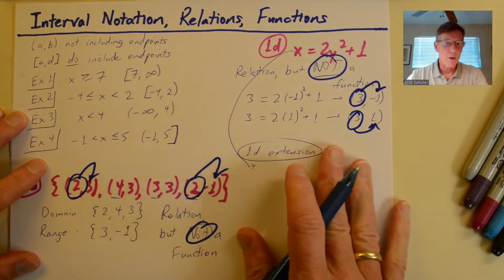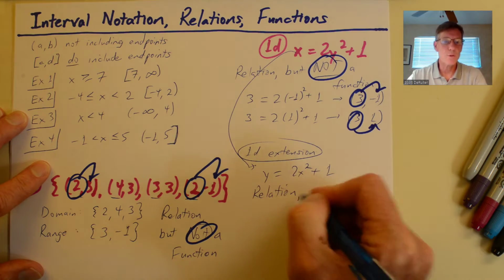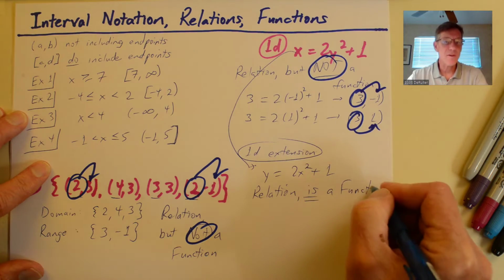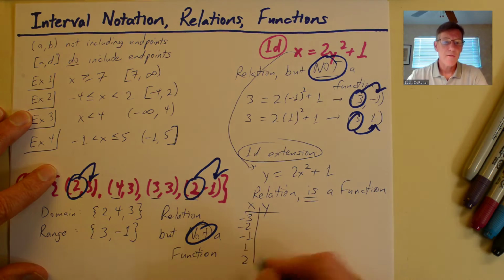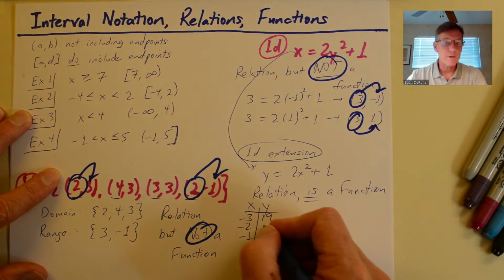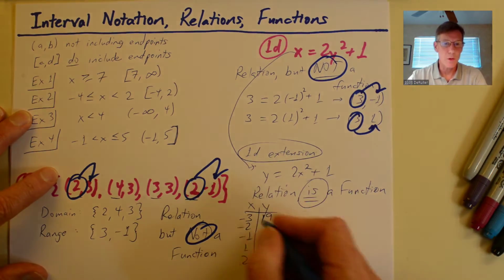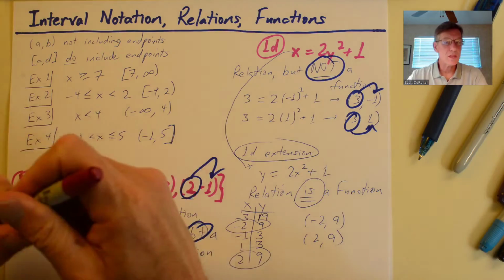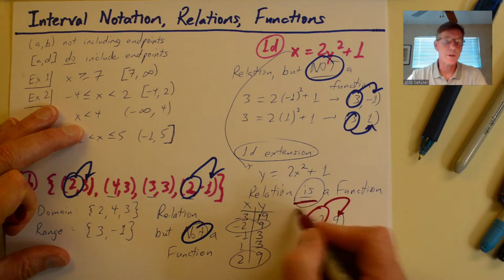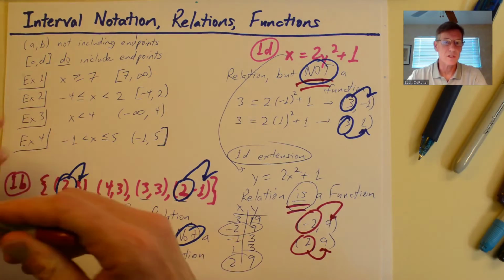Let's extend that idea though, and instead of x equals 2y squared plus 1, let's try y equals 2x squared plus 1. This is a relation, and this is a function. We set up a little table and we plug in some x values, find some output values. The output values are unique to each input value, so it is a function. Now if we look at two ordered pairs, negative 2, 9 and 2, 9, we see that we get the same output for 2 different inputs, but that's okay, right? So notice the difference between 1D and 1D's extension. One is not a function, and the other is a function.